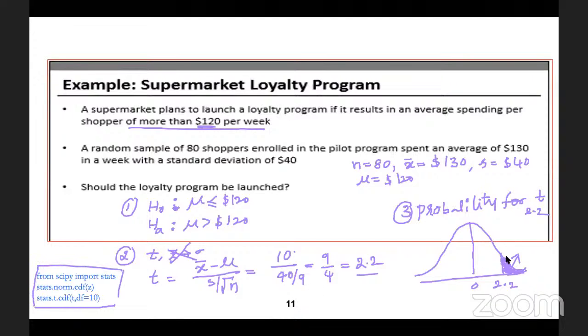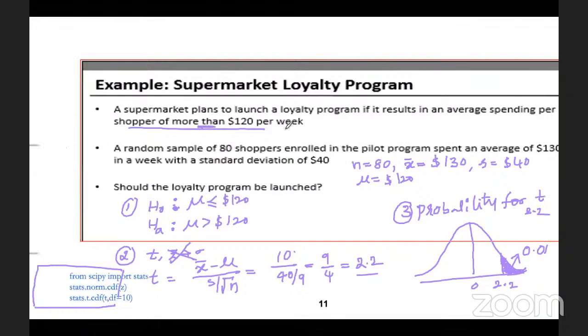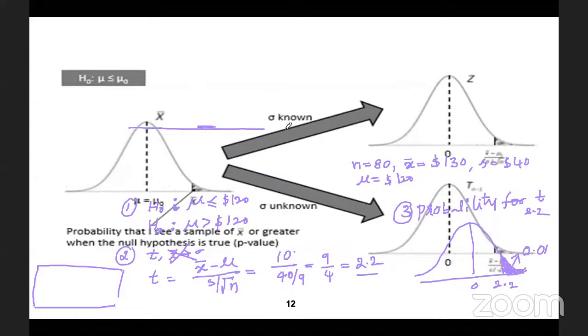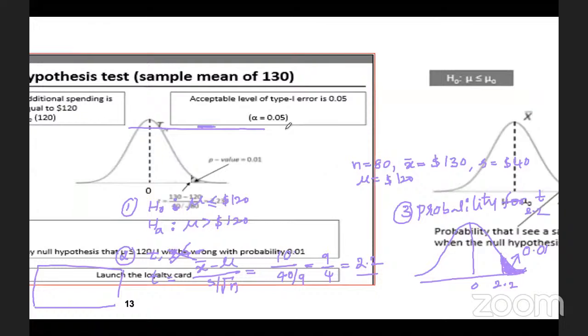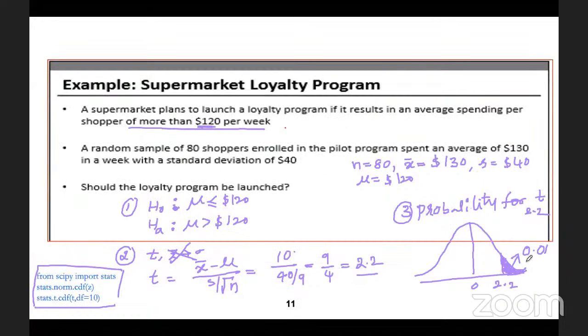Okay, and this area is approximately, let us say for example, 0.01. I'll compute that. I think the answer is there in the next slide. Let me see this. How much is this? Yeah, 0.01. That's right. So the value is 0.01, the p value.